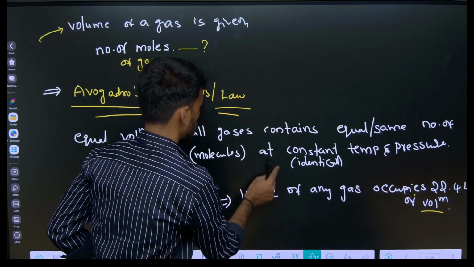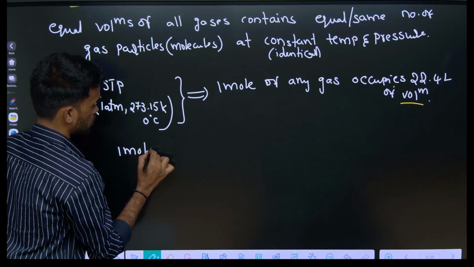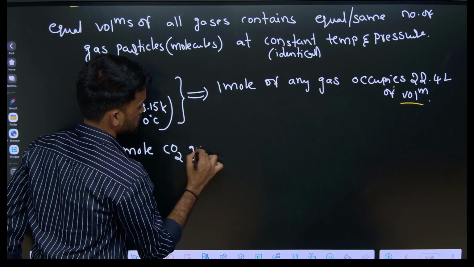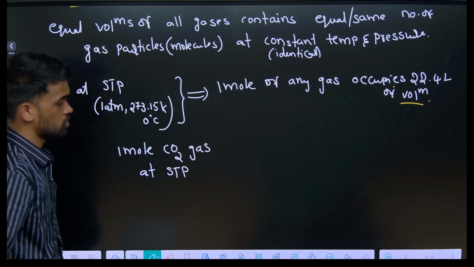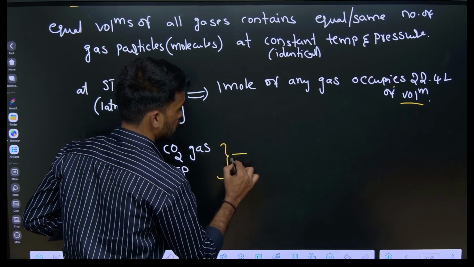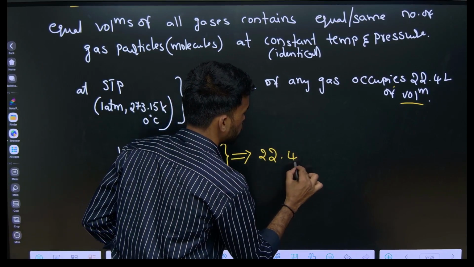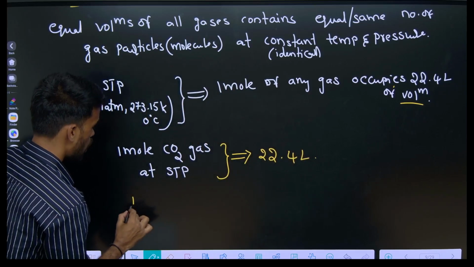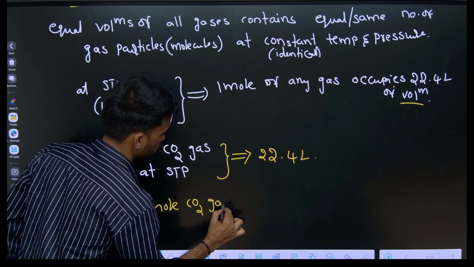Okay. So if I say 1 mole CO2 gas at STP condition, you can directly write how much volume it will be having. It will be having 22.4 liters, or you can say half mole CO2 gas at STP.